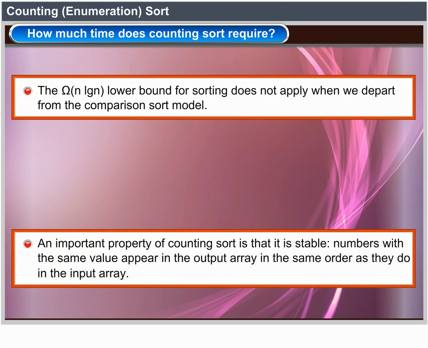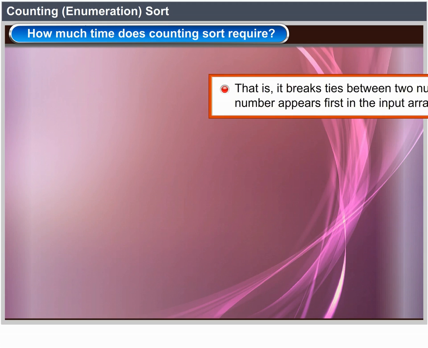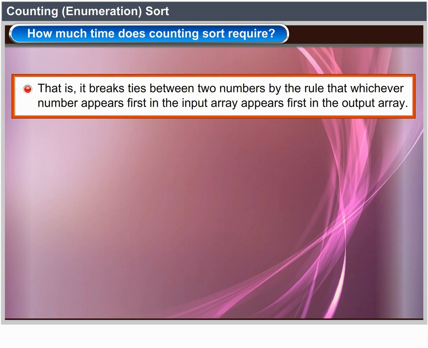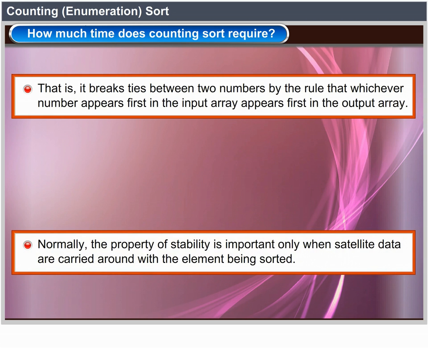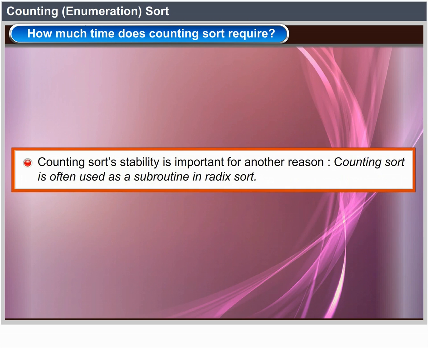Numbers with the same value appear in the output array in the same order as they do in the input array. That is, it breaks ties between two numbers by the rule that whichever number appears first in the input array appears first in the output array. Normally, the property of stability is important only when satellite data are carried around with the element being sorted. Counting sort's stability is important for another reason. Counting sort is often used as a subroutine in radix sort.